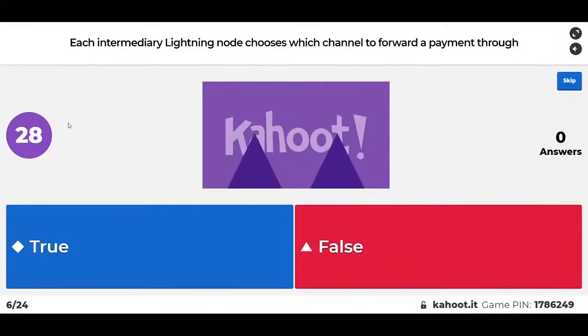Each intermediary Lightning node chooses which channel to forward a payment through.